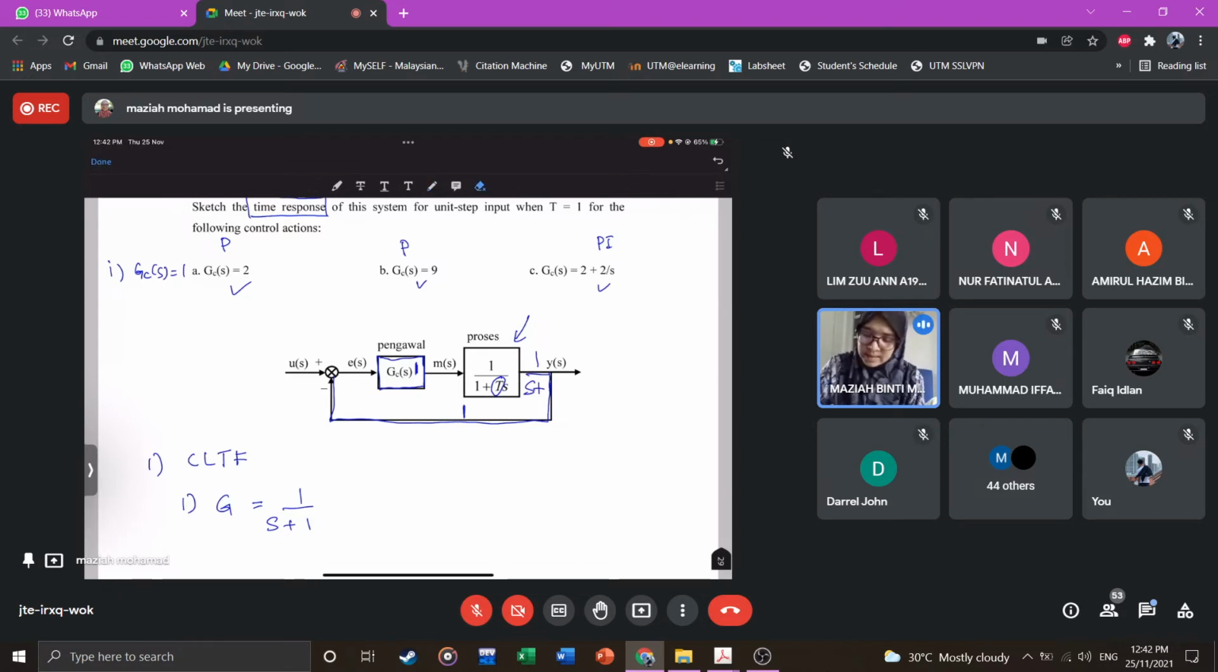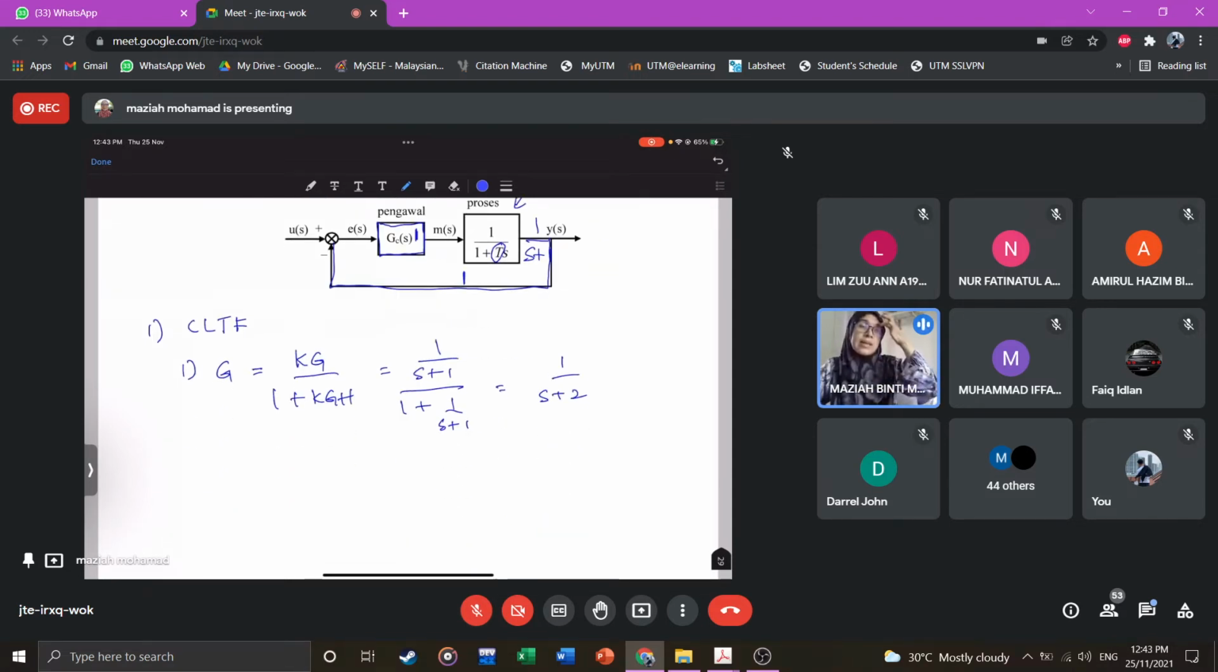So if it is KG over 1 plus KGH, it is 1 over S plus 1, over 1 plus 1 over S plus 1. So you get 1 over S plus 2. That is when the gain is 1, meaning without any gain. Gain is 1 means there is no gain.